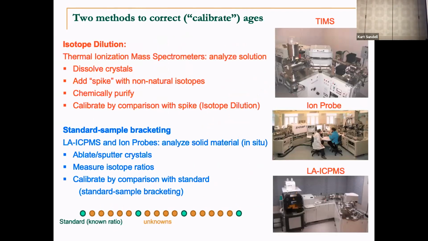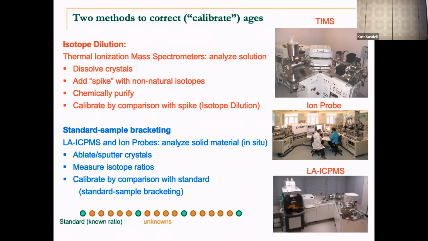Okay, so we have two methods that we can use to correct or to calibrate these ages. The first one is called isotope dilution TIMS. The way that this works is we take crystals, say zircons, that's my default. We take zircons, we dissolve them, and we add a spike of non-natural isotopes, so isotopes that don't occur in nature. We chemically purify those, and then we put them onto the TIMS. We can measure the amount of spike, we can measure the amount of the other isotopes, and then we can actually correct for that. We'll see this in the next slide as well.